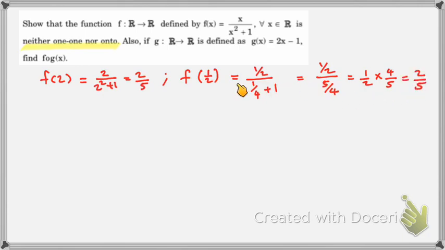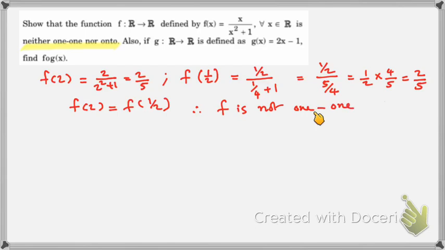And that's when I realize, okay, my f of 2 is 2 by 5, and f of 1 by 2 is also 2 by 5. Two distinct elements, 2 and 1 by 2, but they have the same images. F of 2 is equal to f of 1 by 2, and therefore f is not 1 to 1. Next part is to prove that it is not onto.